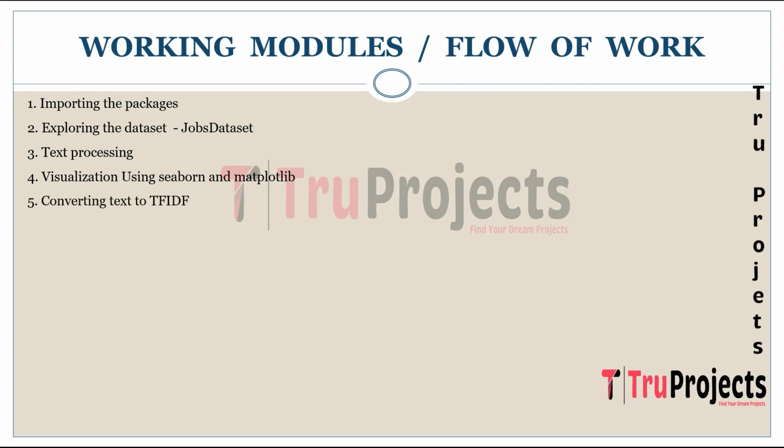The next step is converting text to TF-IDF. The text data is converted into numerical features using the term frequency inverse document frequency, which is the TF-IDF technique. This transformation assigns weights to the words based on their importance in the context of the document and the entire corpus.